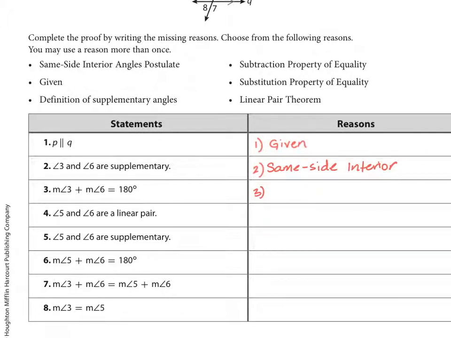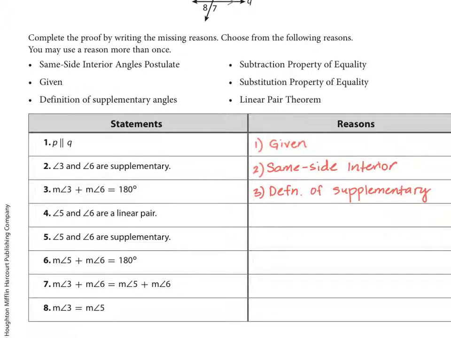Statement number 3 says that they add up to 180 degrees. That's just the definition of supplementary. If you say they're supplementary, then the definition says that they add up to 180 degrees. So it's the definition of supplementary angles, but I'm just going to write definition of supplementary.